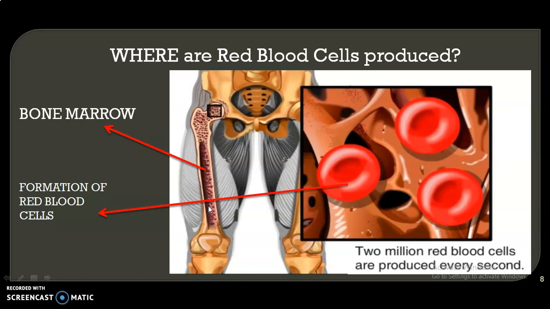So if someone asks you, where are red blood cells produced? Very simple answer for a class 7 student should be in the bone marrow. B-O-N-E-M-A-R-R-O-W. So red blood cells are formed in bone marrow.